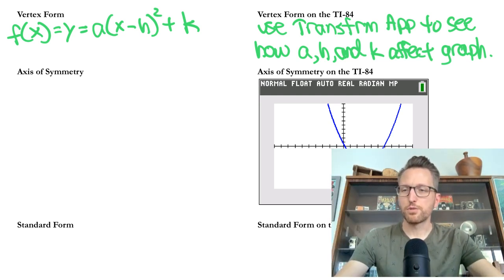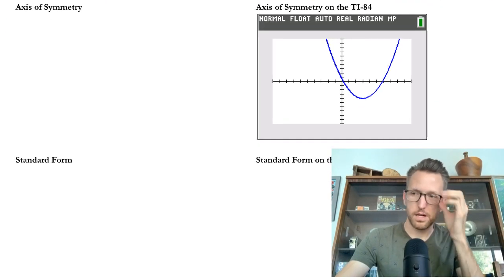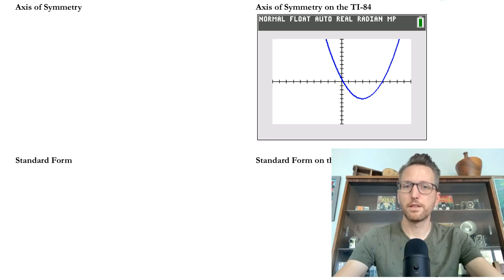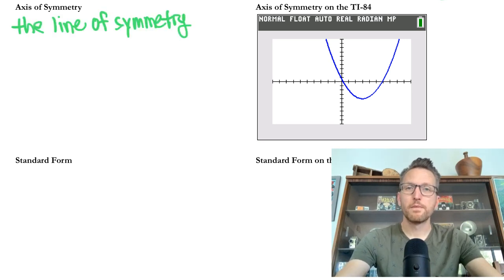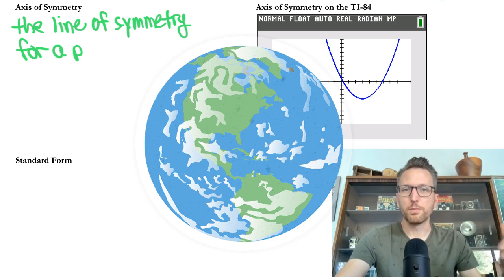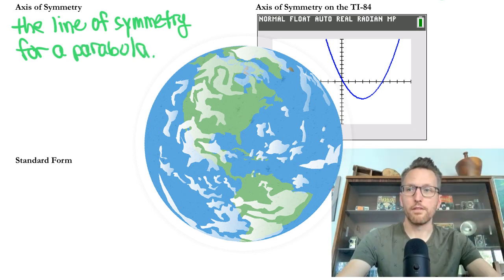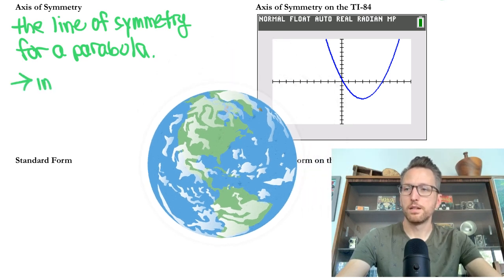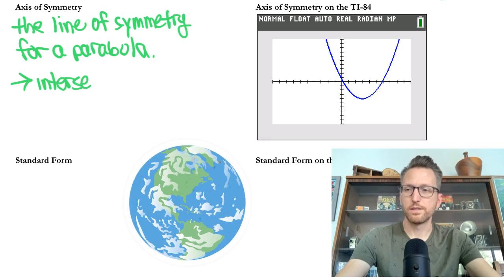The axis of symmetry, so this is fairly simple, and this is one of the things that we could find out from the equation. The axis of symmetry is simply the line of symmetry. It's kind of like thinking about the axis in the center of the Earth that goes from the South Pole to the North Pole. It has symmetry on either side of that line, you know? So the line of symmetry for a parabola is what the axis of symmetry is.